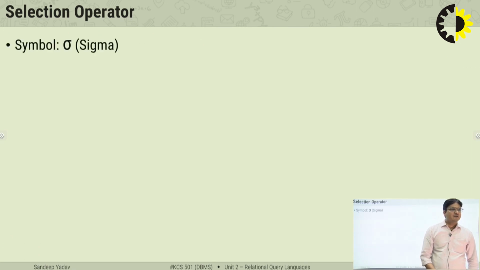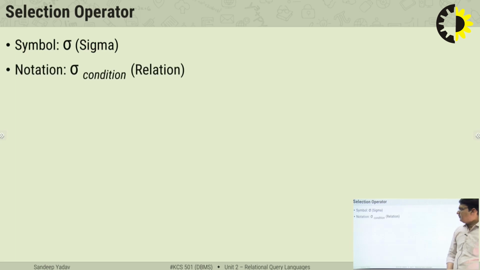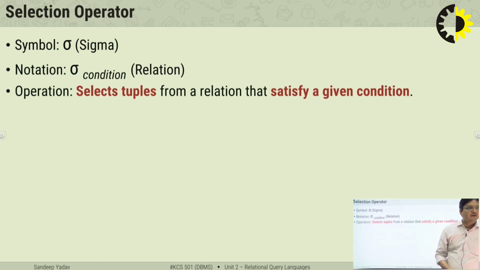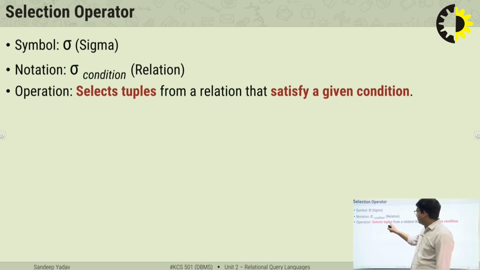First is the selection operation, which is denoted by the symbol sigma. The notation is sigma subscript condition, followed by the relation. This operation selects tuples from a relation that satisfy a given condition. Tuples means rows, that is, given a relation, if we want to find certain rows based on a certain condition, then we make use of the selection operation.